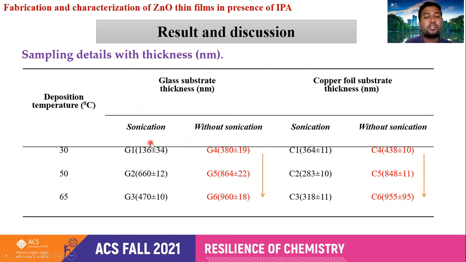But with the sonication process, we see that the thickness value shows anomalous behavior, because when I dip the substrates into the ultrasonic assisted bath, a number of molecules are lost due to vibration. For that reason, the thickness value doesn't maintain any increasing trend.